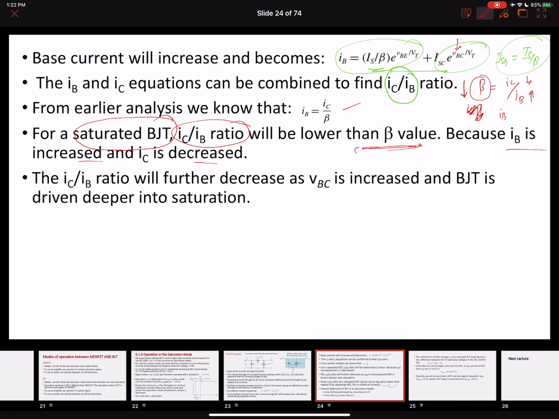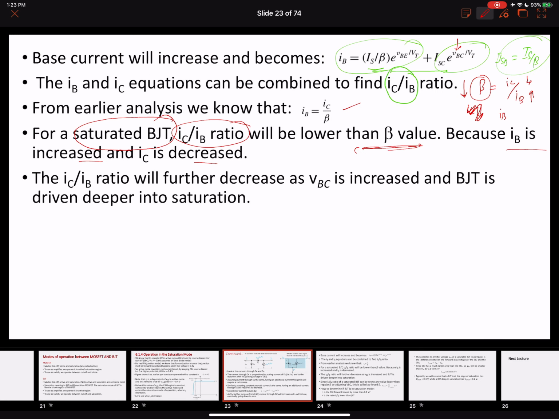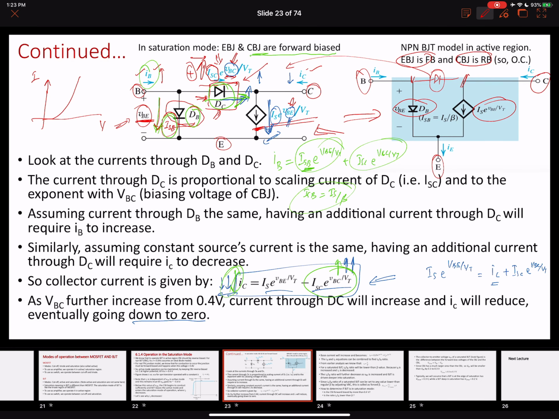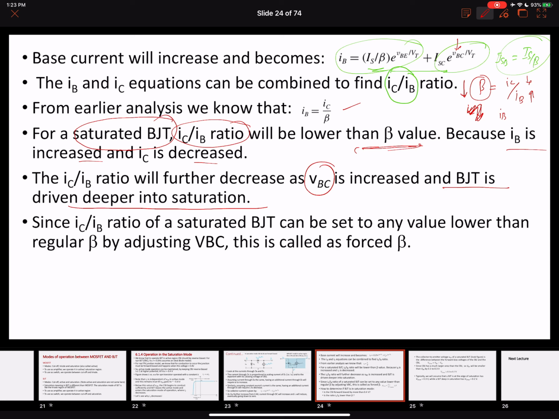And this is what we discussed earlier, that as the transistor is going more and more deeper into the saturation region, the current through the diode DC is increasing, and at some point, as it continuously increases, the collector current will become 0. All right. So as this potential is increasing, our BJT is driven deeper into the saturation region.